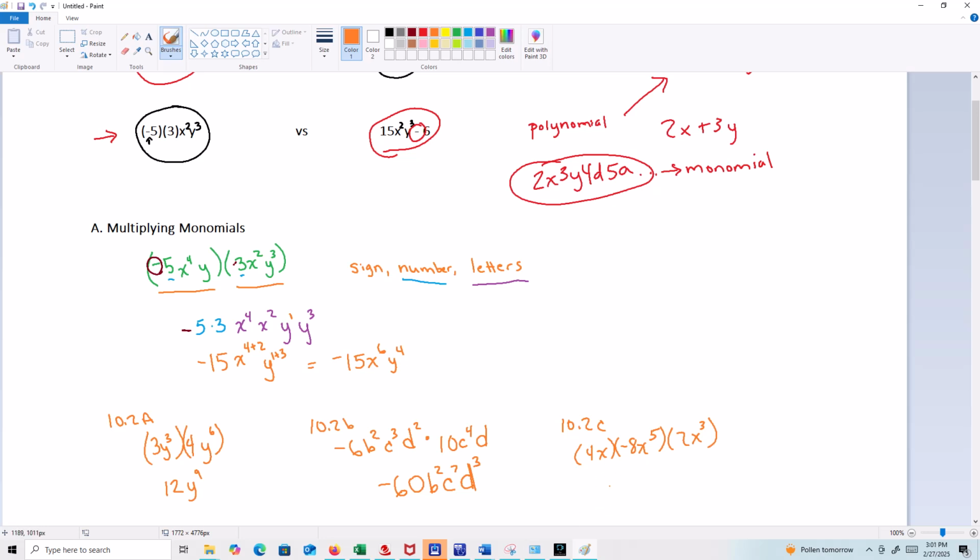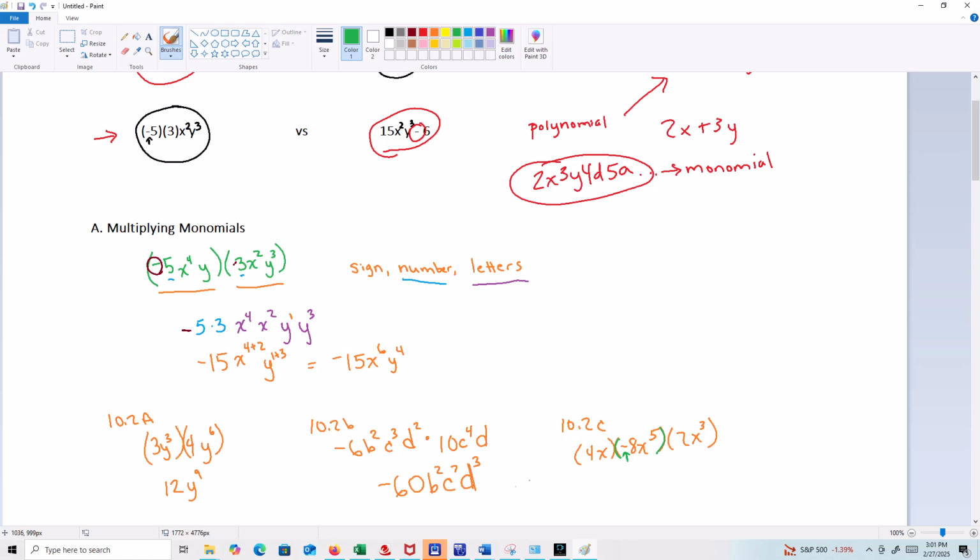Notice that we don't have any terms separated by addition or subtraction. We do see this minus sign right here, but because the monomial is enclosed in parentheses, we know that it is a monomial. Like, it's not saying 4x minus 8x to the 5th. It's saying 4x times negative 8x to the 5th. So we have monomial times monomial times monomial.